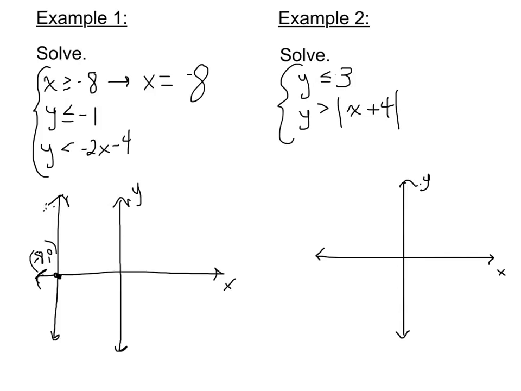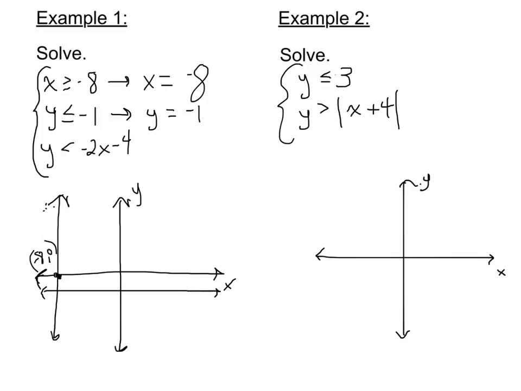Next we're going to look at the inequality y is less than or equal to -1. So we'll do y equals -1. We'll look at that horizontal line passing through -1. And since it's less than or equal to, it will be a solid line. Okay, just like that. Now let's talk a little bit about the shading of those two regions.